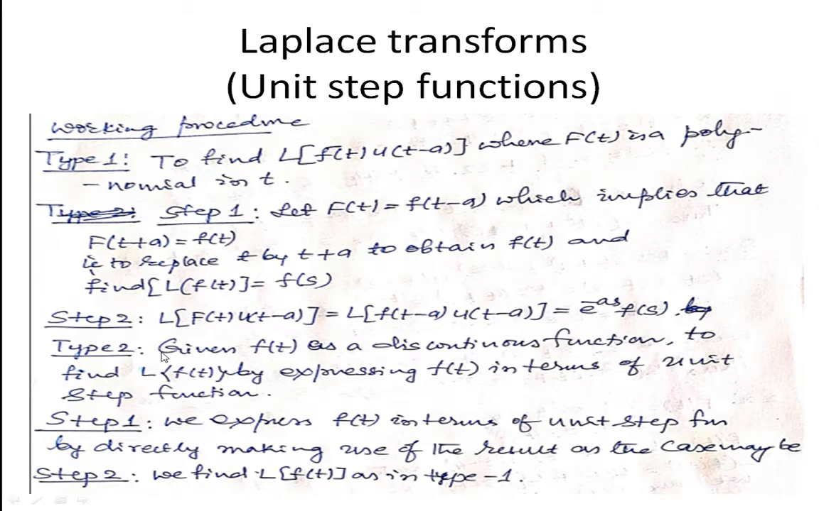Next, type 2. Given F of t as a discontinuous function, I mean other than a polynomial, like sin t, cos t, e to the power t, and so on. To find L of F of t by expressing F of t in terms of the unit step function. What is the procedure? Step number 1, we express F of t in terms of the unit step function in this manner. I mean the type 1, step 1, by directly making use of the result as the case may be. I mean, the case may be means what? Whether it is a polynomial or a discontinuous function. Then find L of f of t in the type 1, following the procedure from the type 1.